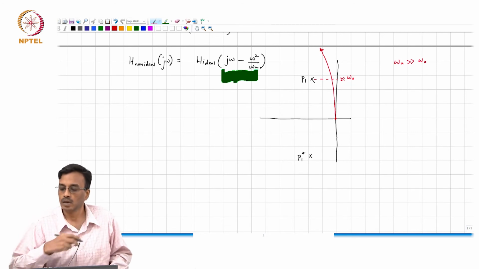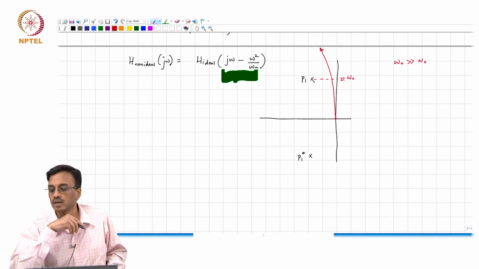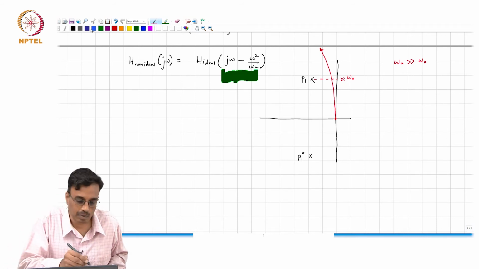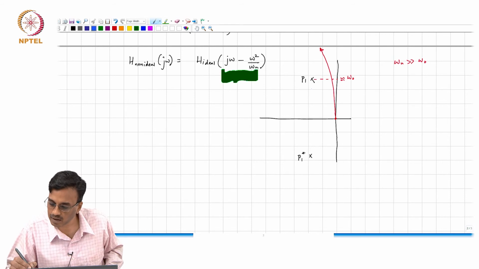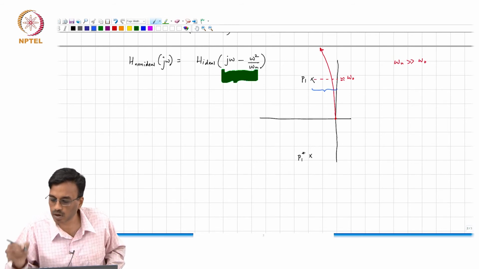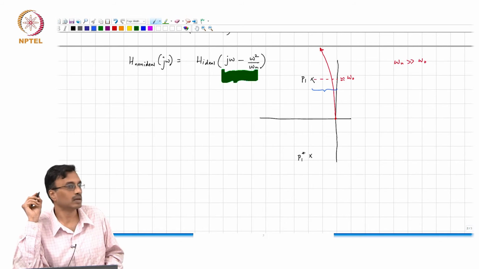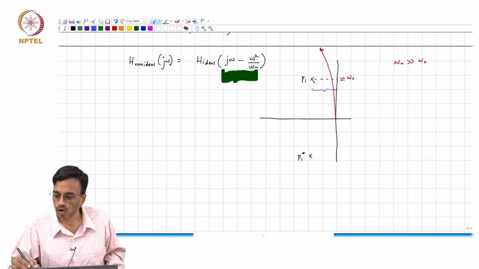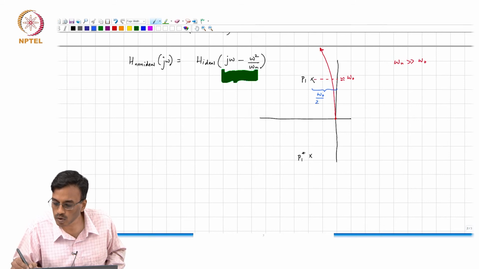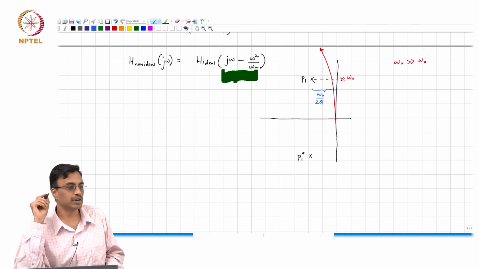Okay. And let me also draw your attention to another fact. What comment can we make about that part, the x coordinate of P1? What is that distance? Omega naught by 2q. And what is the definition of q?